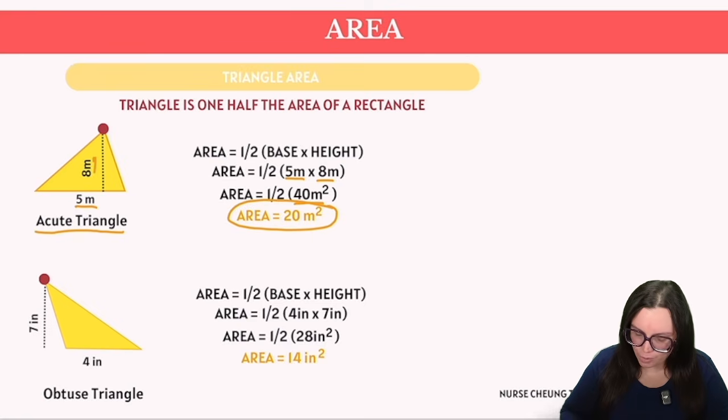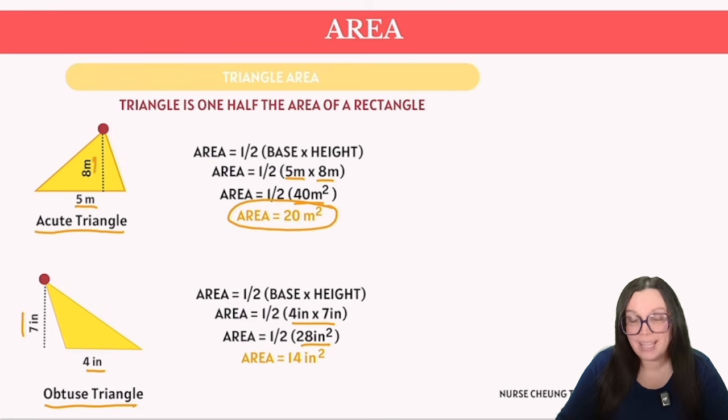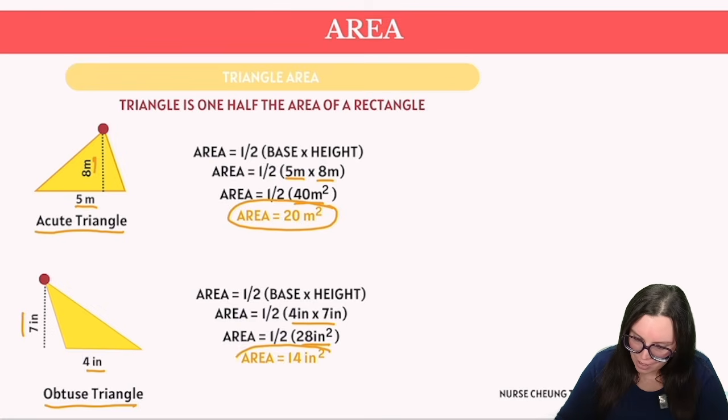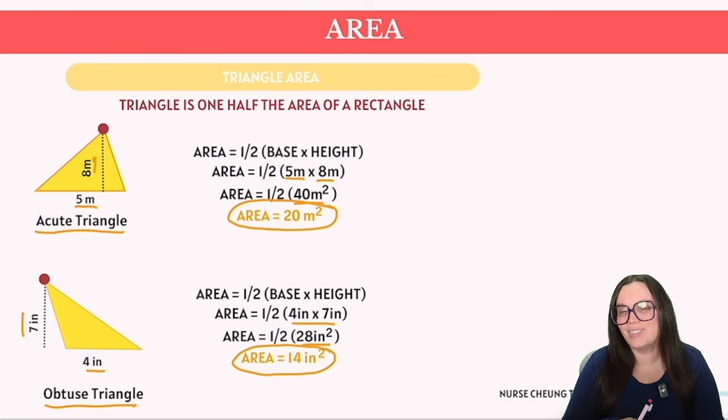Now let's take a look at our obtuse triangle. So again, using the same formula, we have a base of 4 and we have a height of 7. So we're going to plug those numbers into our equation. 4 times 7 is equal to 28 inches squared. And we're just going to take that number and divide it by 2. So the area of our obtuse triangle is equal to 14 inches squared.